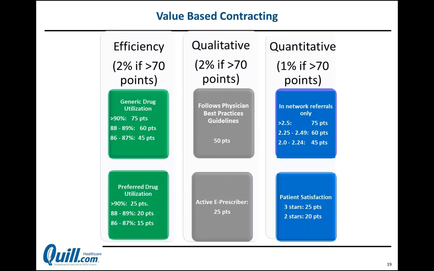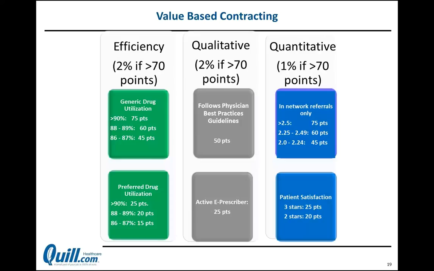Some of these structures have the payouts quarterly, some annually, but fundamentally they're all similar in that they have efficiency, qualitative and quantitative metrics, and each category rewards you a certain percentage by achieving a certain number of points in that category. The kinds of things you see are the ones listed here: a certain percentage of generic drug utilization, preferred drug utilization, and proving that you follow a set of best practices guidelines.